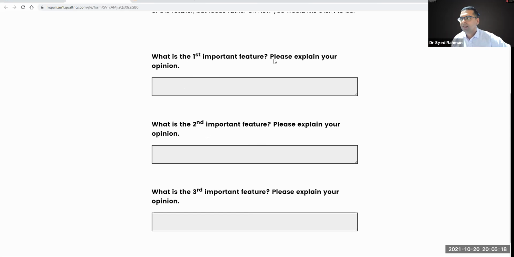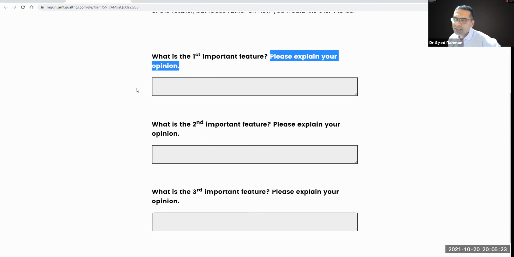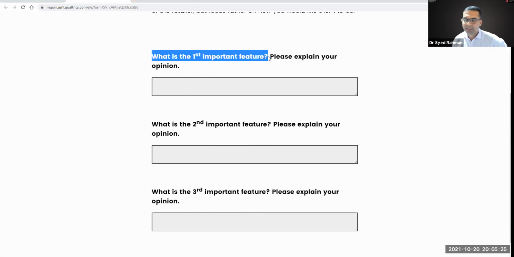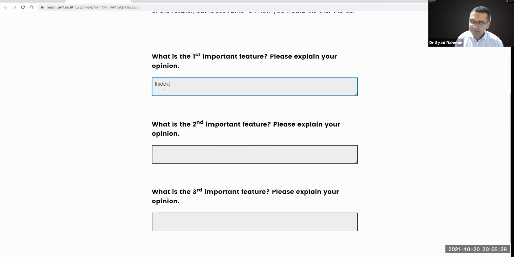Now, here is a tip from Syed Rahman. Add this line: please explain your opinion. In my research, what I found is that if I simply ask this, I get few words. If I add this, I start to receive more words. It's just a hard truth, and I found it through my pre-test. This is a tip for you, and you will find it in my paper if it gets published, where we explain those methodological improvements.